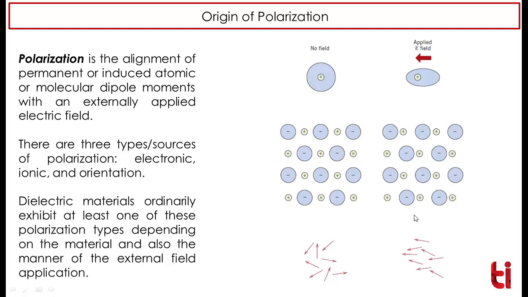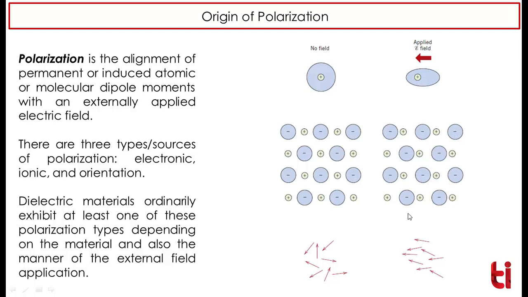In the third case, we see a system in which I already have molecules having permanent dipole moment. Before the application of the field, these molecules were randomly arranged. As soon as we apply the electric field, these dipole moments get aligned to the applied electric field, and my material becomes polarized.